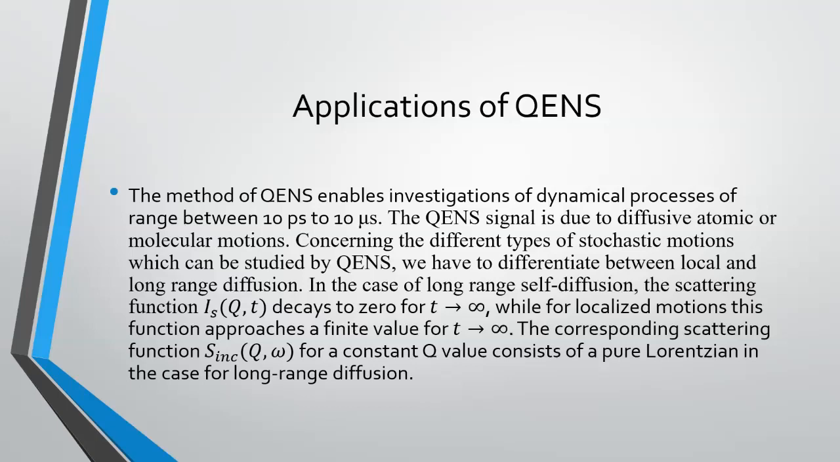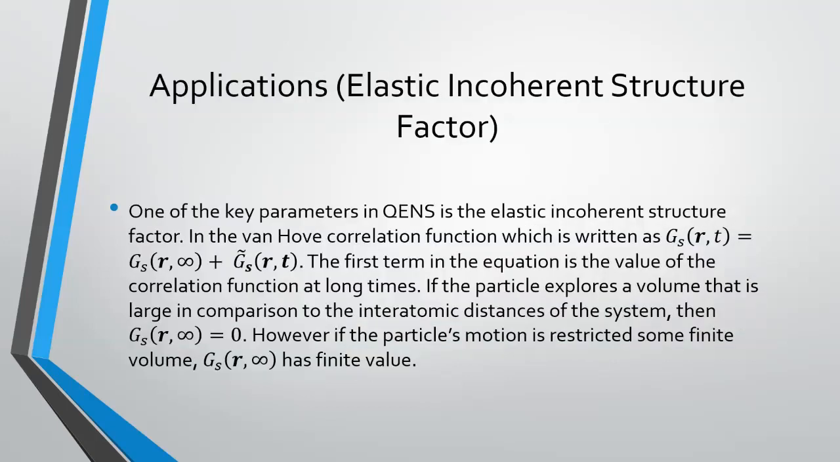Now, the method of QENS enables investigation up to 10 microseconds. The QENS signal is due to different types of stochastic motions, which can be studied by QENS. We have diffusion, with the scattering function I sub s of Q and t, while for localized motions this function approaches a finite value, the elastic incoherent structure factor, S sub inc of Q and omega, or a constant for long-range diffusion.